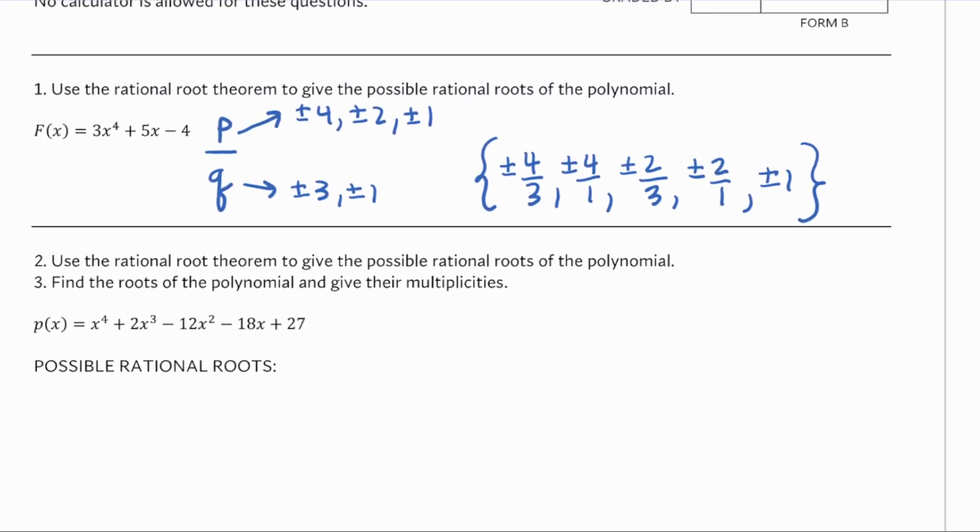Wait. I forgot one of them. Okay, I didn't put 1 divided by 2. Yeah, I put both with 2. Yeah, it's 2 of each. All right, there we go.